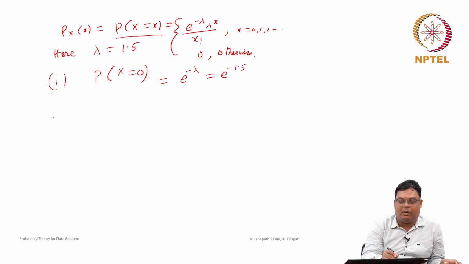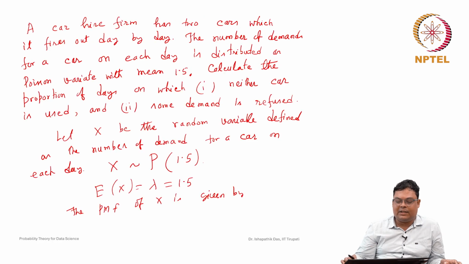So, this is the probability that, as a proportion of days, neither of the cars is used. The next question is to find the probability that some demand is refused. When will the demand be refused? Because there are only 2 cars, demand will be refused if the demand is greater than 2.